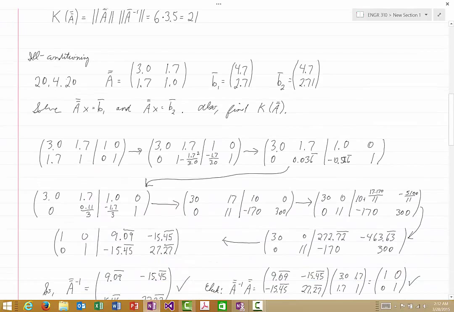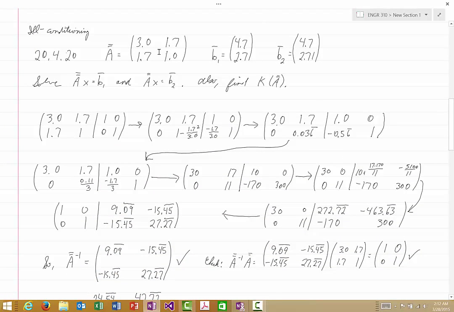Now finally, to explain the idea of ill conditioning, I'll use an example straight from your book. It's problem 20.4-20. In that problem, we have the matrix A, which is [3, 1.7; 1.7, 1], and the two vectors B1, which is [4.7, 2.7], and B2, which is [4.7, 2.71]. What we're asked to do is to solve AX equals B1, and also solve AX equals B2, and also to find the condition number of A.